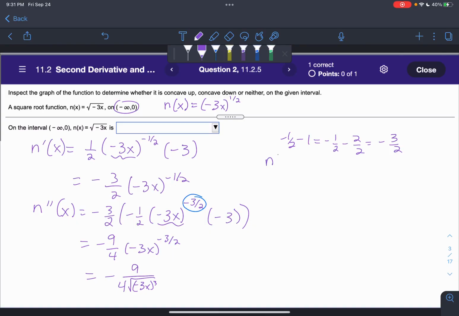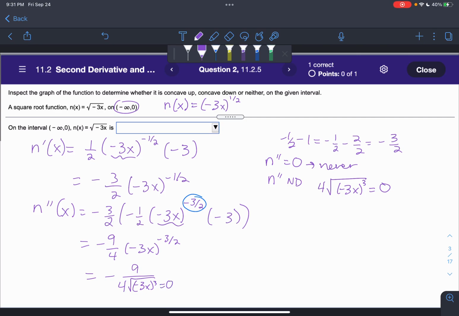So now we want to know what the partition points are. So n double prime is equal to 0. This will be never, because we have a constant in the numerator, so my numerator will never equal 0. And so my second derivative will never equal 0. But my second derivative is undefined, and that's occurring when my denominator, 4 square root of negative 3x all cubed, equals 0, right? When I have a divide by 0 error.